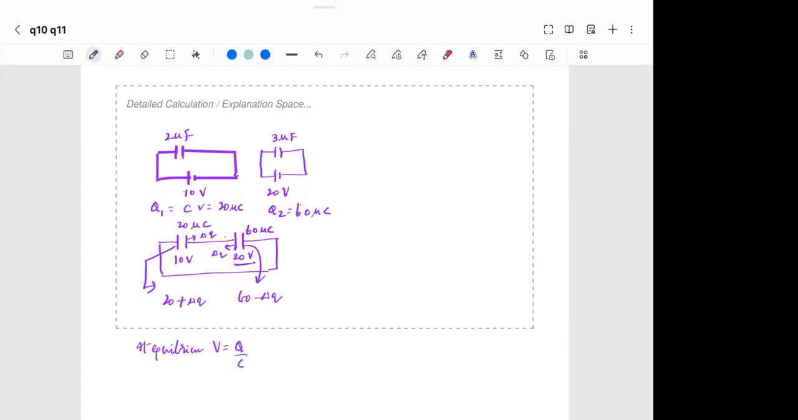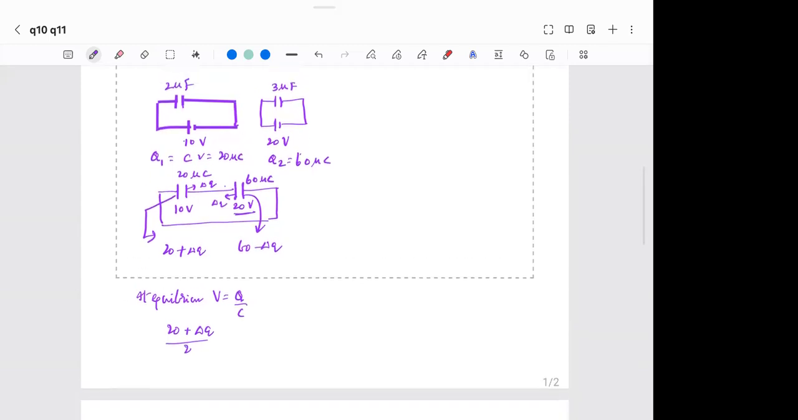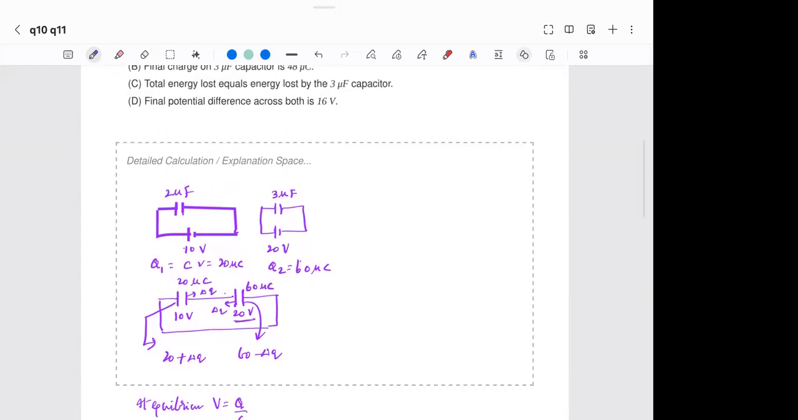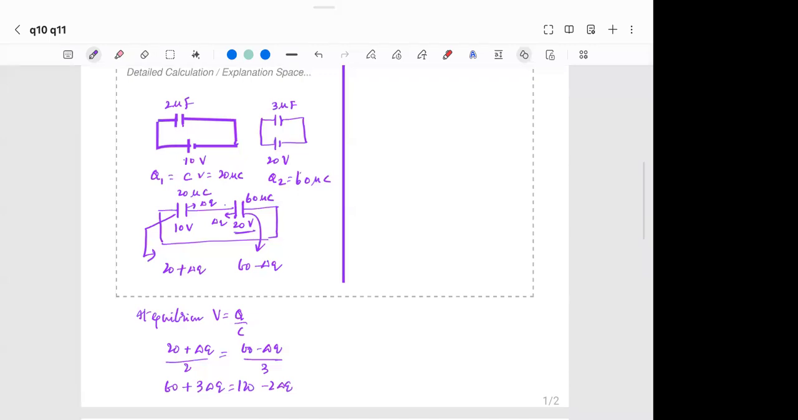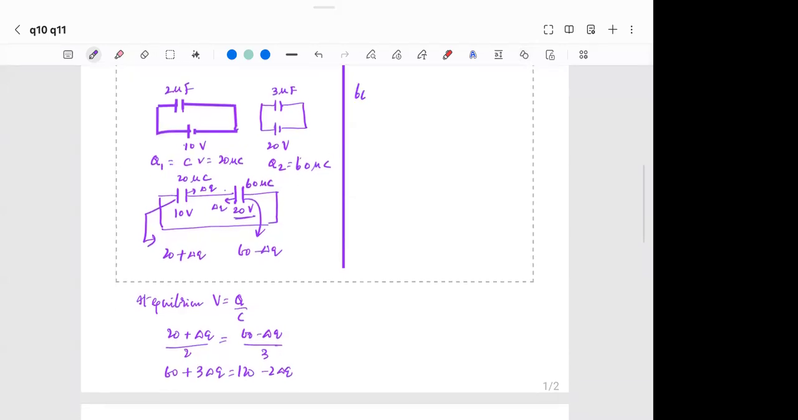Potential you can calculate, that is nothing but 20 plus delta Q by 2 microfarad is equal to 60 minus delta Q by 3 microfarads; micro gets cancelled. 60 plus 3 delta Q equals 120 minus 2 delta Q. So 60 is equal to 5 delta Q. Delta Q becomes 12 microcoulombs.